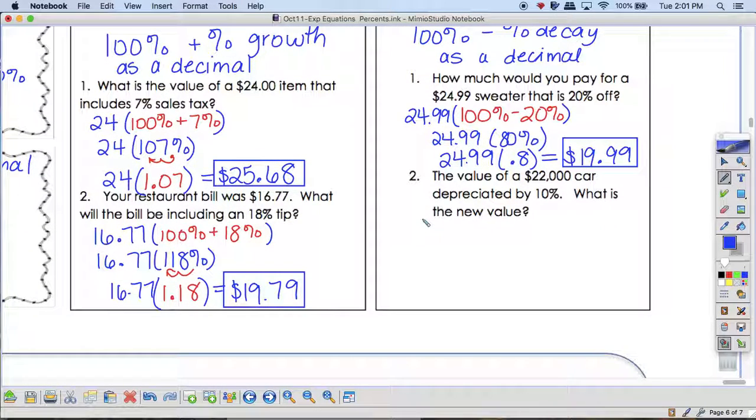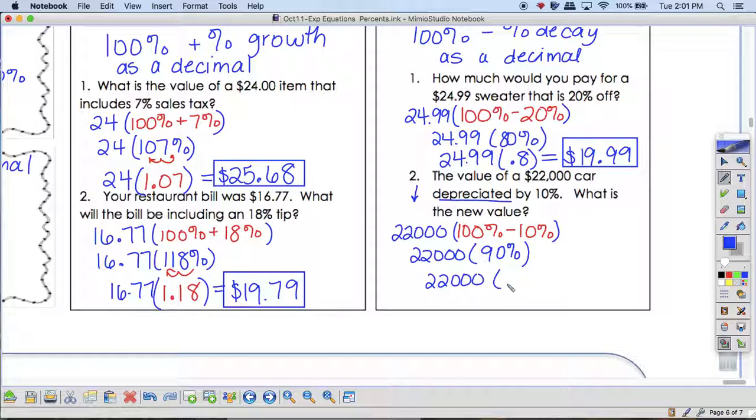Okay, the value of a $22,000 car depreciated. Depreciate just means it goes down 10%. So if I have a $22,000 car, I want to take away 10% of the value. So I would have the 100%, but I'm taking away 10% of the value. Okay, so what percent? With 22,000, I'm multiplying by 90%. I cannot type 90% into the calculator, so I would type in 0.9.